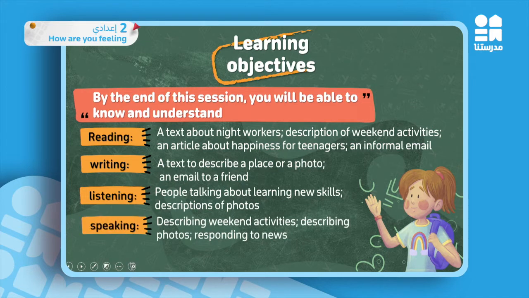We have a new objective of speaking: how to describe weekend activities, how to describe photos, how to respond to news, whether they are good news or bad news. And for the last objective, and this is very important, it's about values. You know, guys, values mean قيم. Okay, in every unit we have one value we have to introduce and focus on well. Our value of this unit is about patience أو الصبر. We will learn how to be patient in some situations. We will talk about this through our reading passages.